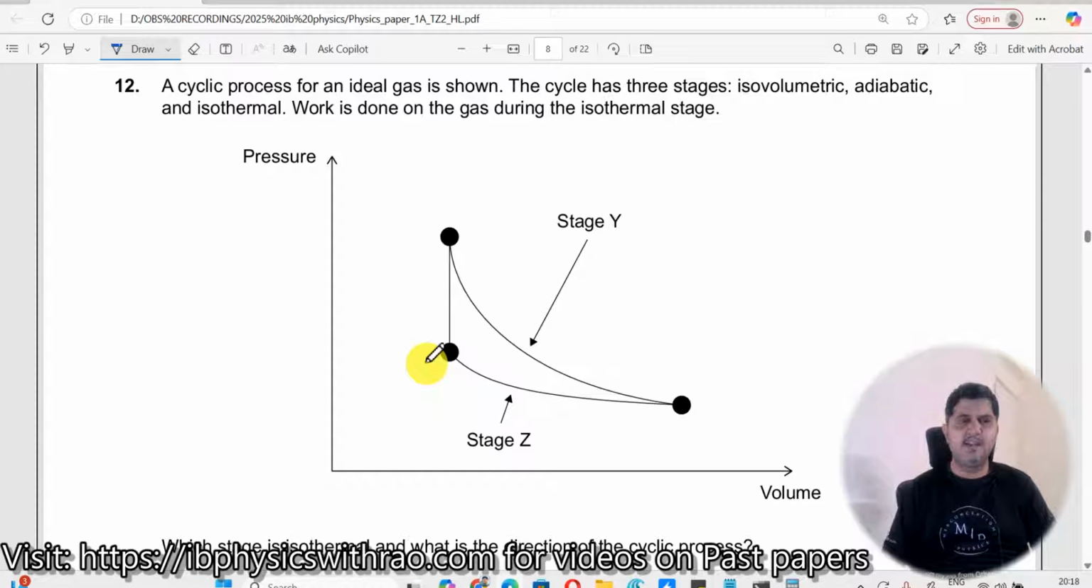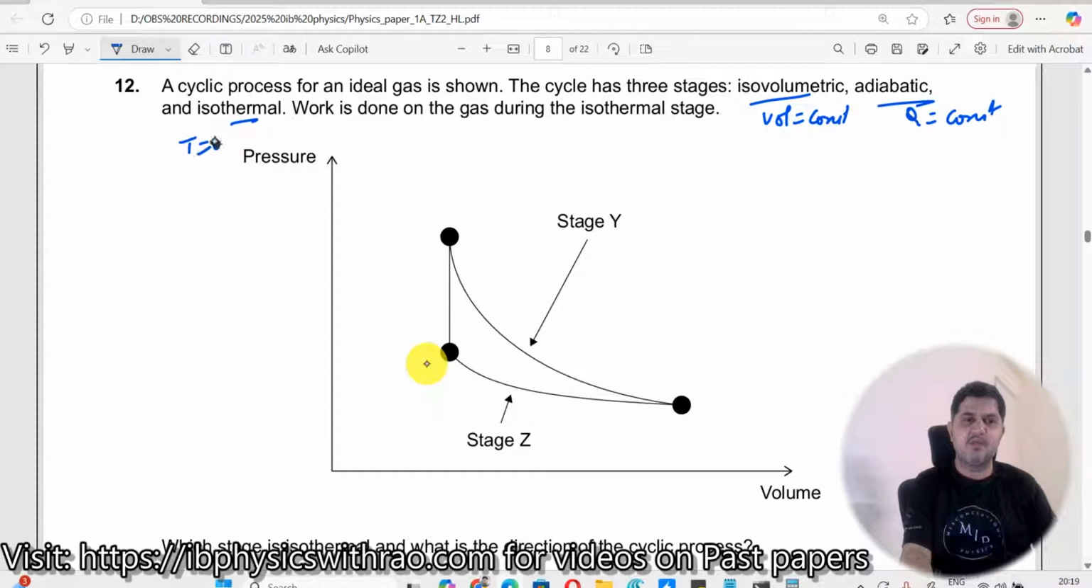Question number 12. A cyclic process for an ideal gas is shown. The cycle has three stages. Isovolumetric. What is isovolumetric? Volume is equal to a constant. Adiabatic. What is adiabatic? Q is equal to a constant. What is isothermal? Temperature equal to a constant.